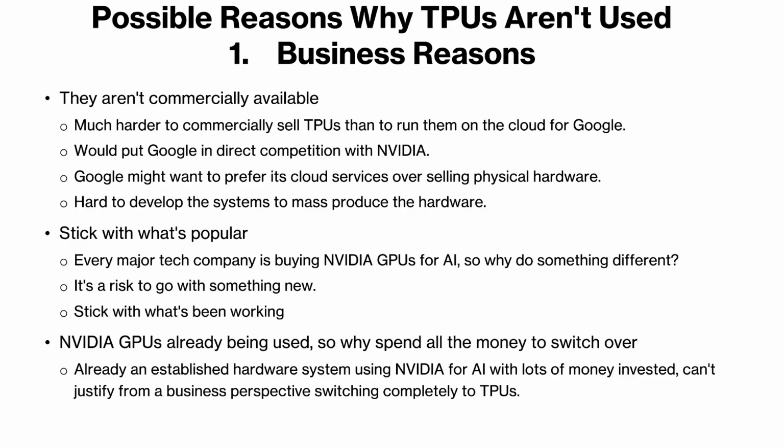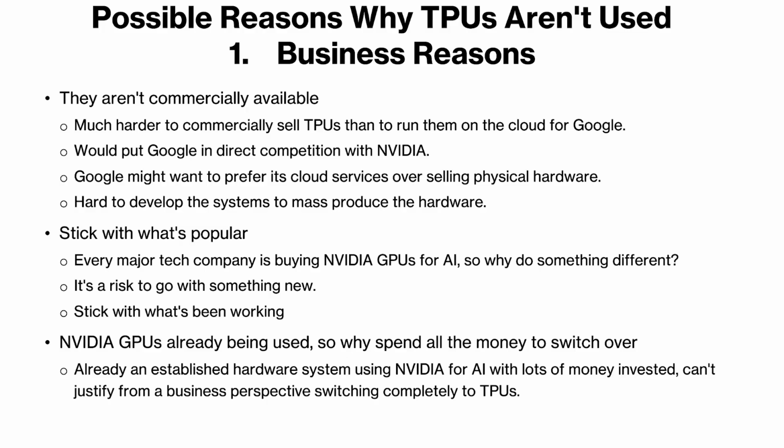Another business reason would be to stick with what's popular. Every tech company, as mentioned before, is buying NVIDIA GPUs for AI. So if you were looking to start up an AI, why would you do something different? Why would you not buy NVIDIA GPUs? Why would you take a risk and go with TPUs when you could just stick with what's working? And probably the biggest reason is that NVIDIA GPUs are already established and being used, so there's no point in spending all of the money to switch over from using NVIDIA GPUs to TPUs.